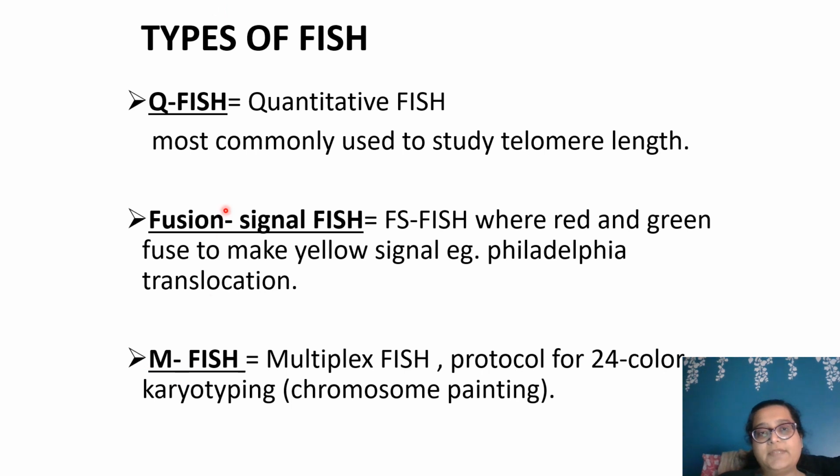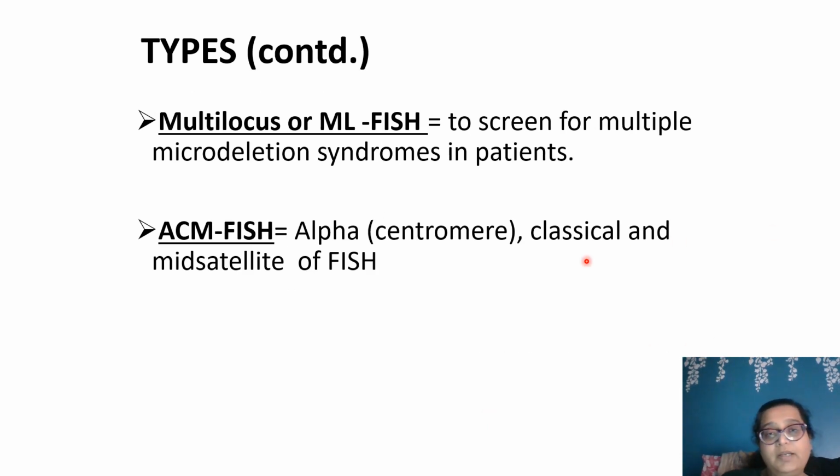FISH can be of many types. There can be quantitative FISH, mostly to study the length of the telomere in cancers and aging cells. Fusion signal FISH, Philadelphia chromosome, CML. Multiplex FISH, M-FISH, this is known as chromosome painting. The entire chromosome looks like a rainbow. And this is done as a replacement to the black and white karyotyping, but still, it has not replaced karyotyping completely. Multilocus FISH, where more than one mutation needs to be studied. Alpha centromeric FISH, this depends on the centromeric probe, where it is placed and the exact location of the mutation.